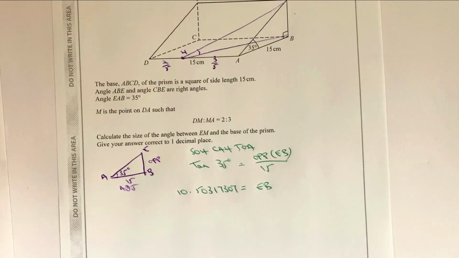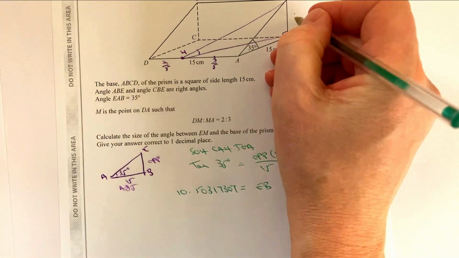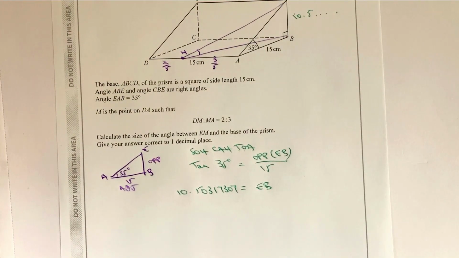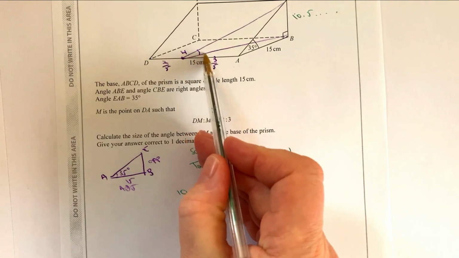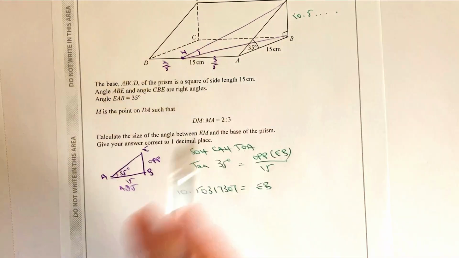Okay, so now what we know is that this edge of the triangle is 10.5 dot dot dot, which is absolutely fine for us. The last thing I want to do is work out this edge along here, which is going to be MB.